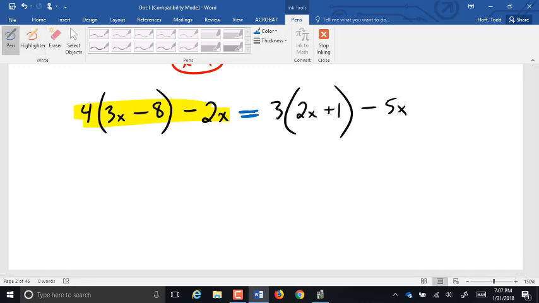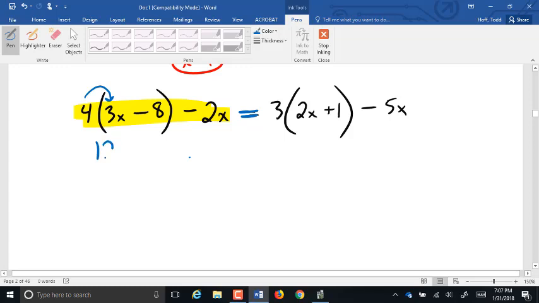There's parentheses, so we got to look there first. What are we going to do with that parentheses? Distribute. 4 times 3x. Not everybody at once. 4 times 3x is 12x. There we go. 4 times negative 8. Negative 32. There we go. We still have the negative 2x there.